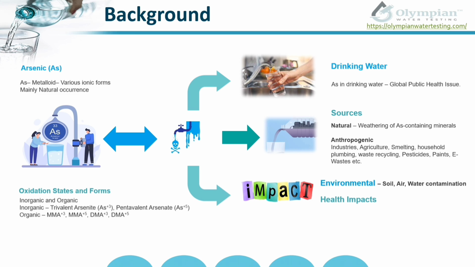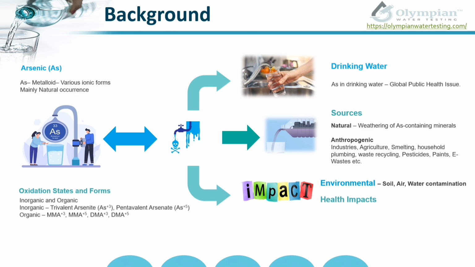Arsenic toxicity mainly depends on its oxidation state and forms. Inorganic arsenic exists in two forms, including trivalent arsenite and pentavalent arsenate. Among these, the trivalent form is considered more toxic compared to the pentavalent one and possesses the potential to alter cellular processes, resulting in various health issues. Other forms of arsenic include methylated species in the form of monomethyl arsenate and dimethyl arsenate, which are also very toxic to humans in their trivalent and pentavalent forms.